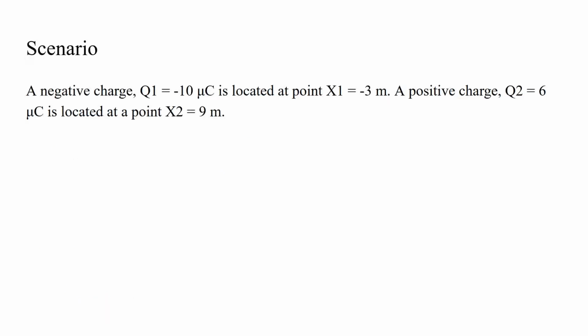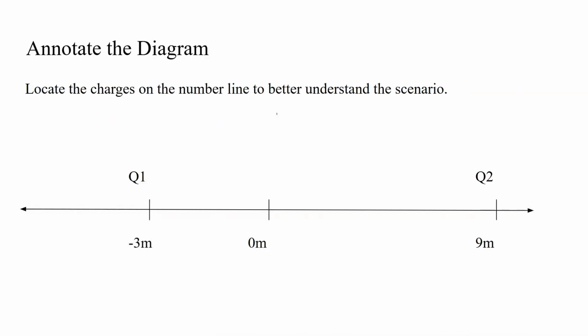Here's a scenario. A negative charge, Q1, negative 10 microcoulombs, is located at point X1, negative 3 meters. And a positive charge, Q2, 6 microcoulombs, is located at a point X2, which is 9 meters. So first, we want to annotate the diagram, figure out where everything is located, identify the origin, and basically gather up all the important information and condense it to one area where we can work off of, which is this diagram.